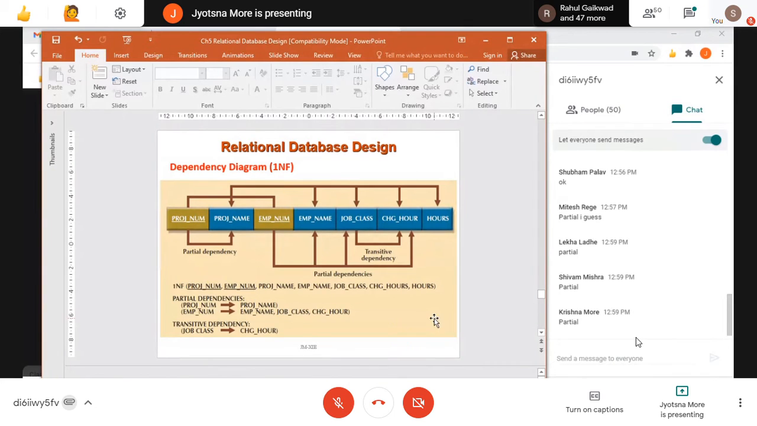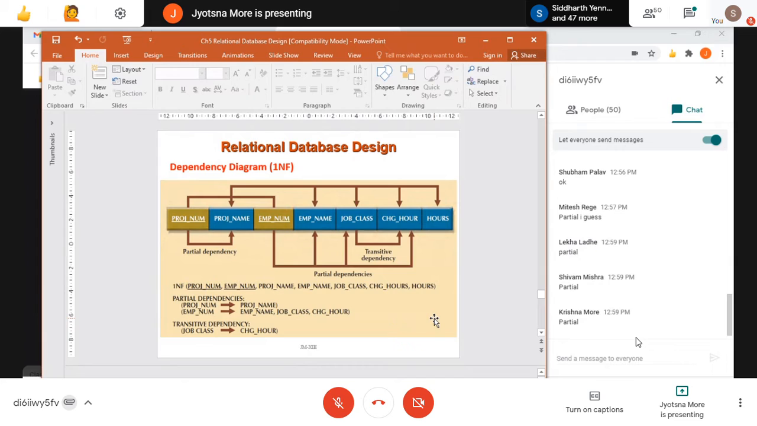Now before going for 2NF, we have to check whether this relation R is in 1NF or not. As we know, R1 is in 1NF, right? So write down the next line for 2NF: R1 is in 1NF but not in 2NF because of partial functional dependencies.